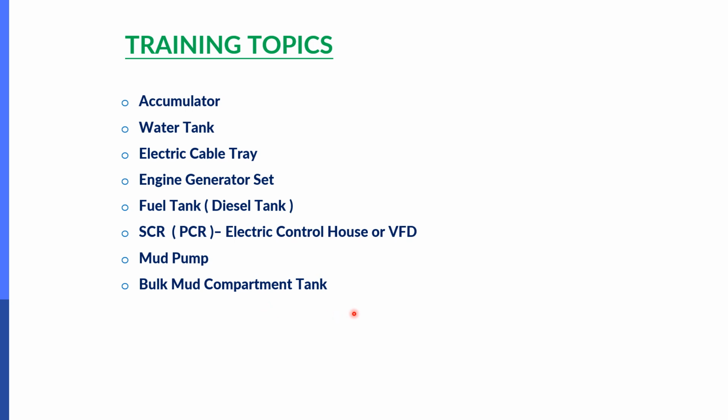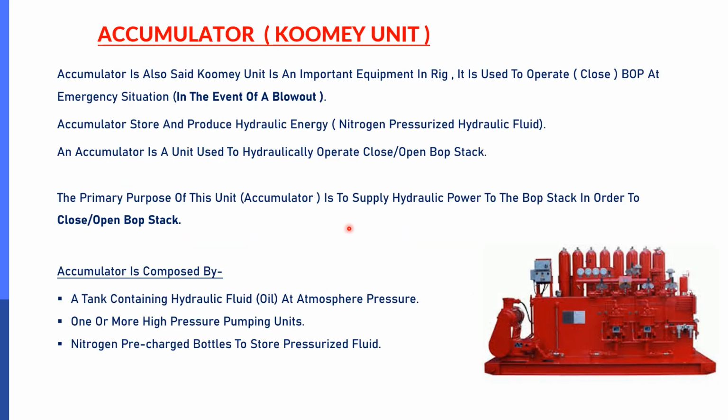These are the rig equipment located in both kinds of rig: the offshore rig, meaning marine rigs, and the onshore rig, meaning land rig. So the first one is accumulator.